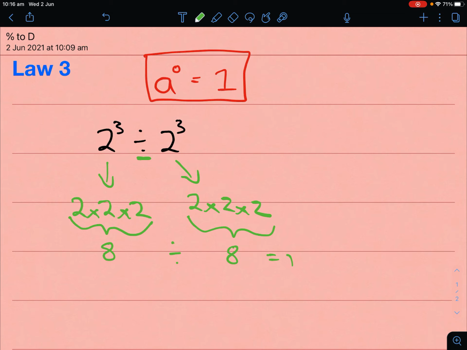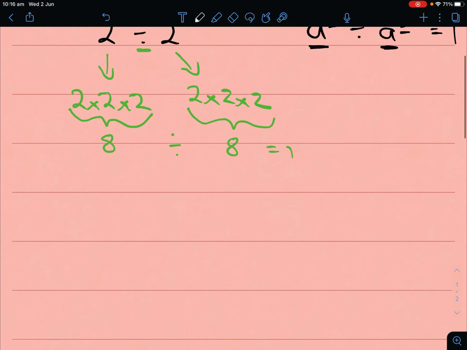So 8 divided by 8 equals 1. Now, the same thing applies if we're using algebra. So if we had a to the 3 divided by a to the 3, then it doesn't matter what a is. We don't know at the moment what it is, but it doesn't matter because it's the same number, and because it's the same power, we're going to end up dividing that same number by itself, which is going to lead us back to the same answer of 1. So that's really why everything raised to the power of 0 equals 1.